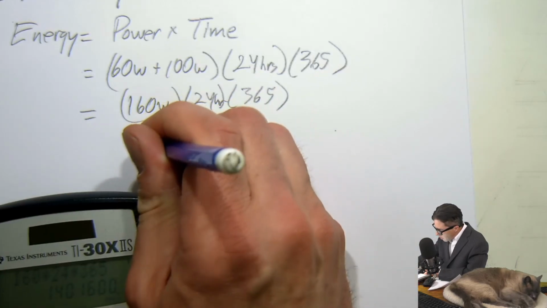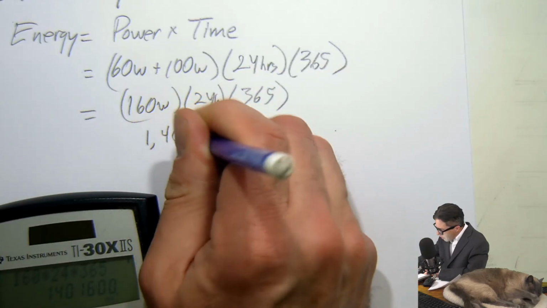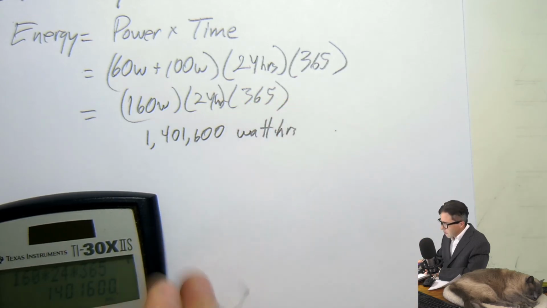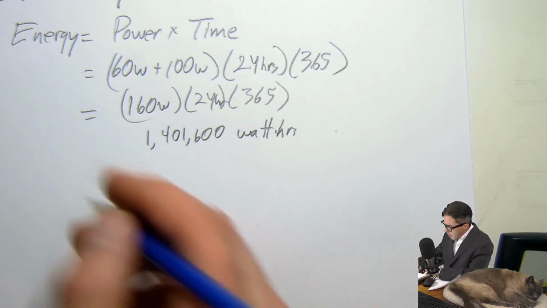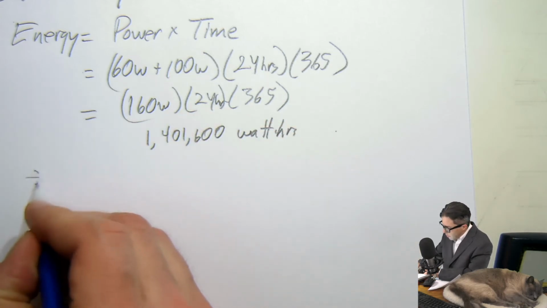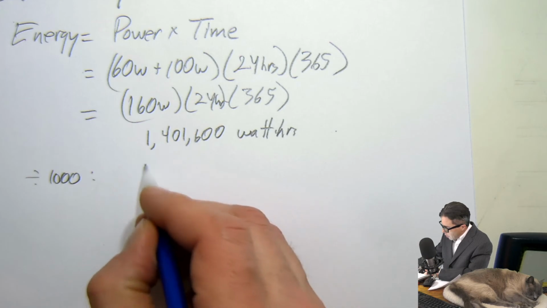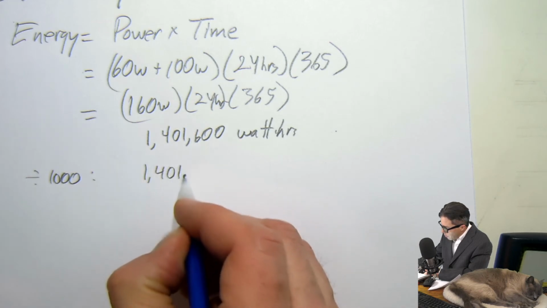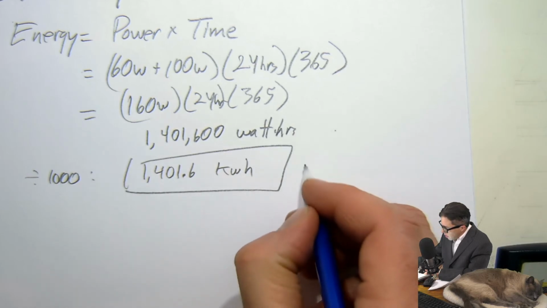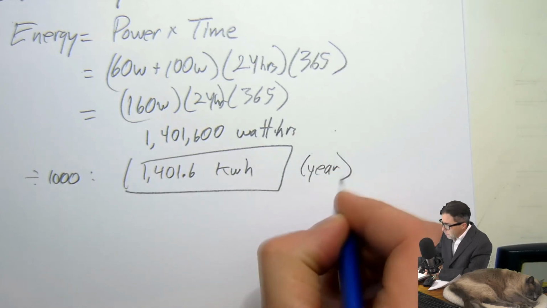I get 1,401,600 watt hours. Okay, I got to divide by 1,000 to turn it into kilowatt hours. So divide by 1,000, and I get 1,401.6 kilowatt hours. And this is, remember, for the whole year.